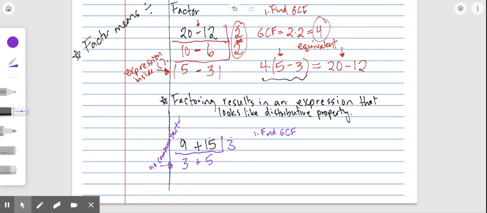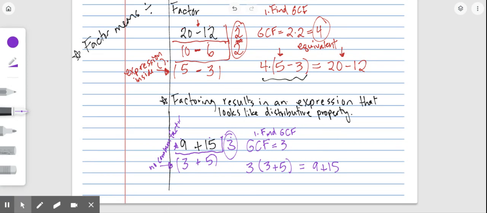I can't divide anymore, no common factors. Okay, so this is going to become the stuff on the inside of the parentheses, and the right-hand side is going to help me find my GCF. So my GCF is just plain old 3. This time I didn't have to multiply because I could only pull one number out. Okay, so my new expression is 3 times the quantity, 3 plus 5. And it's equivalent to my original quantity, the stuff in black, the 9 plus 15.